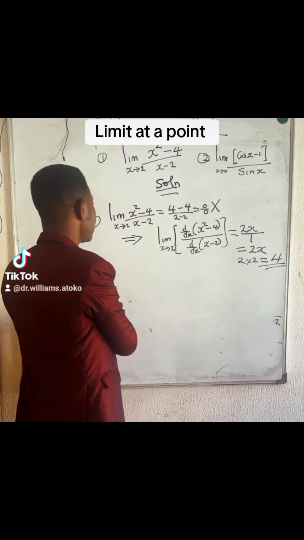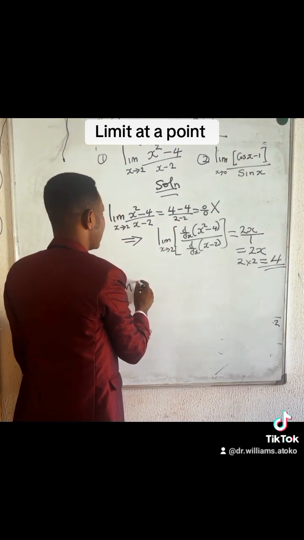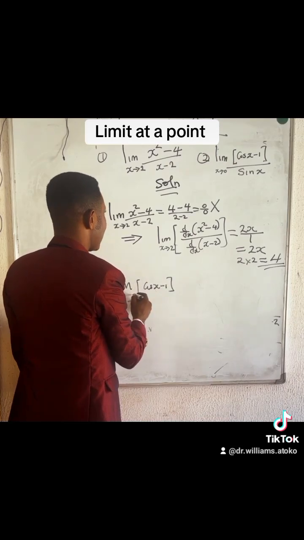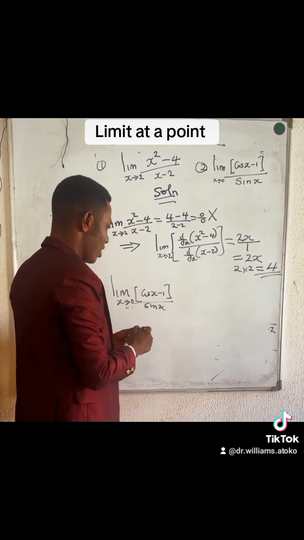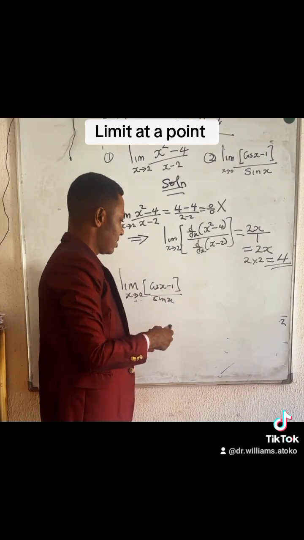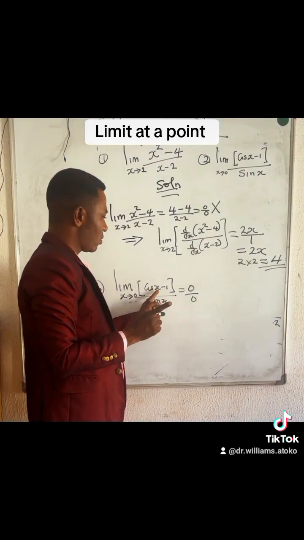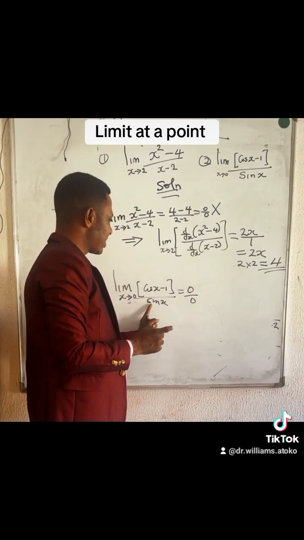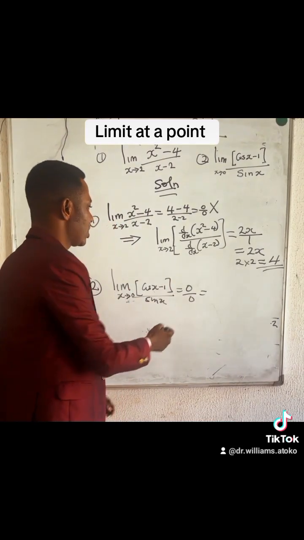Number 2 again. An attempt to substitute x to be 0. Here, look at it. We have the limit of (cos x minus 1) all over sine x as x tends to 0. When you put cos 0 here, you have 1. So 1 minus 1 is 0, and sine 0 is also 0. So at the end, we have 0 over 0, which is still not good for us.